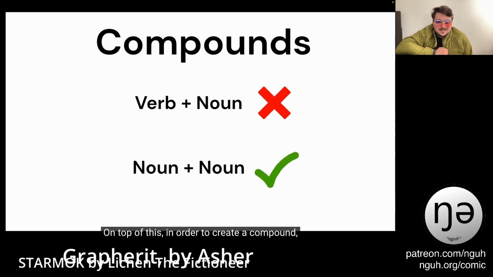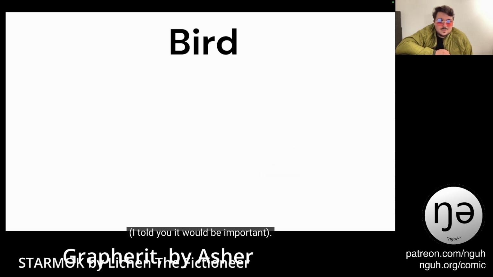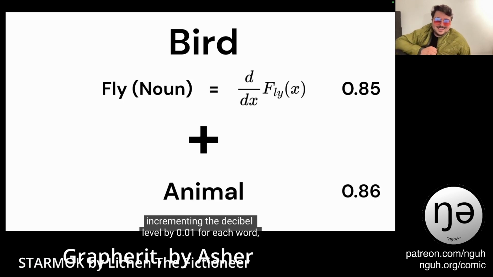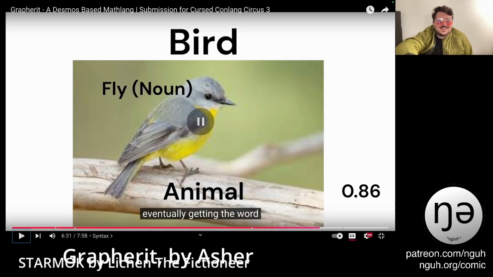Okay. On top of this, in order to create a compound, all words need to be in the same lexical class. I told you it would be important. So, to create the word bird, we can combine the word fly, but as a noun, and animal, incrementing the decibel level by 0.01 for each word, eventually getting the word. Oh.